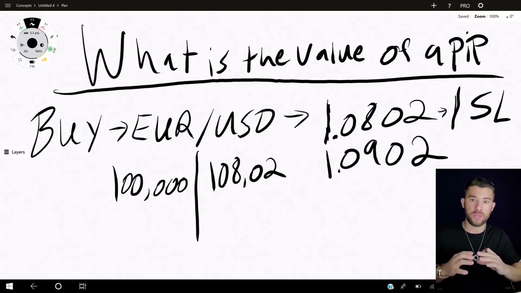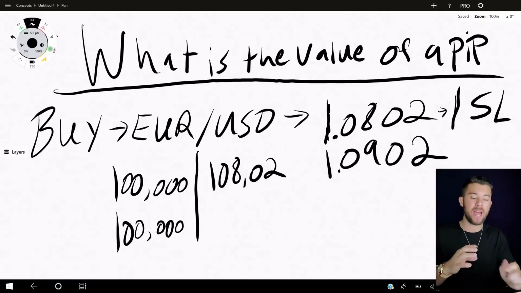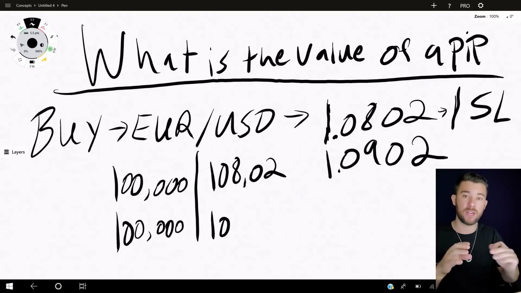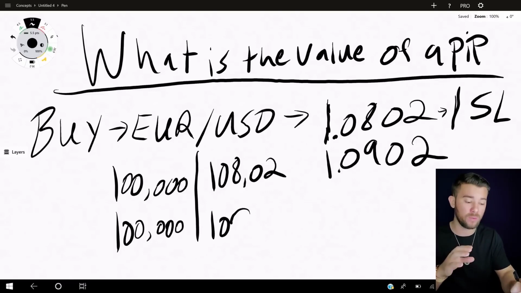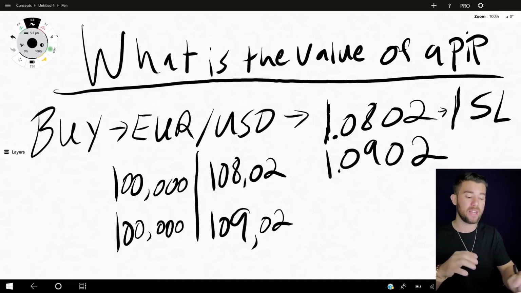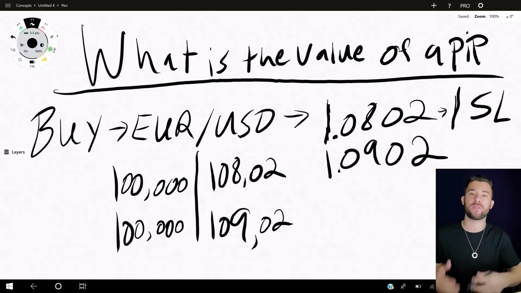In this case, you bought the euros and the market went up from 1.0802 to 1.0902, meaning that you still have the same 100,000 euros that you are holding, but now instead of them having a value of $108,002, they now have a value because of the difference in the exchange rate. The exchange rate has gone up. They now have a value of $109,002, and that's where you're getting that $1,000 if you're trading a standard lot. So that's the way a pip works if you're trading a standard lot.